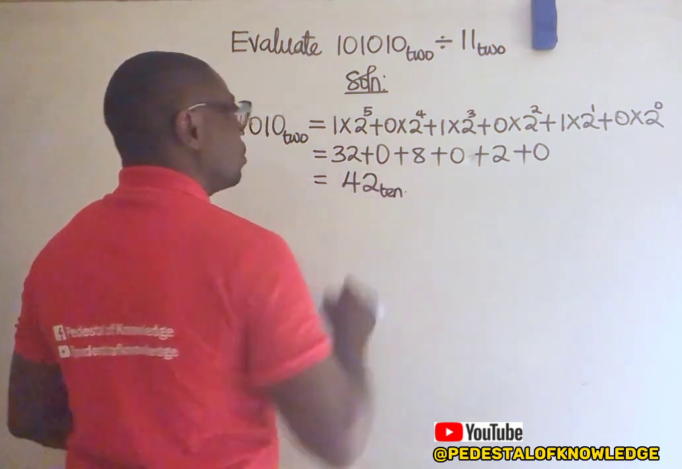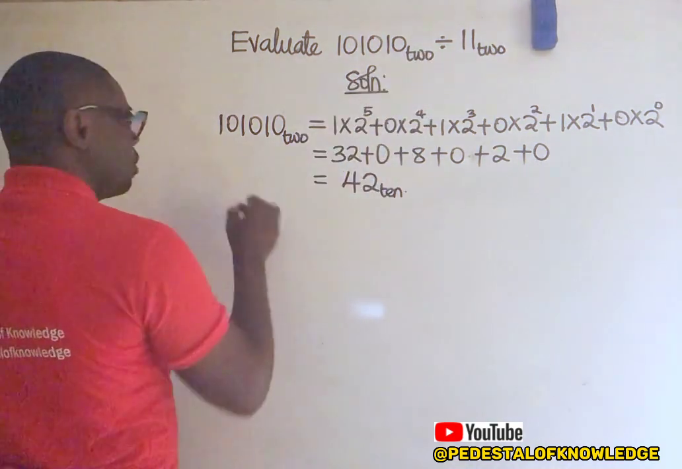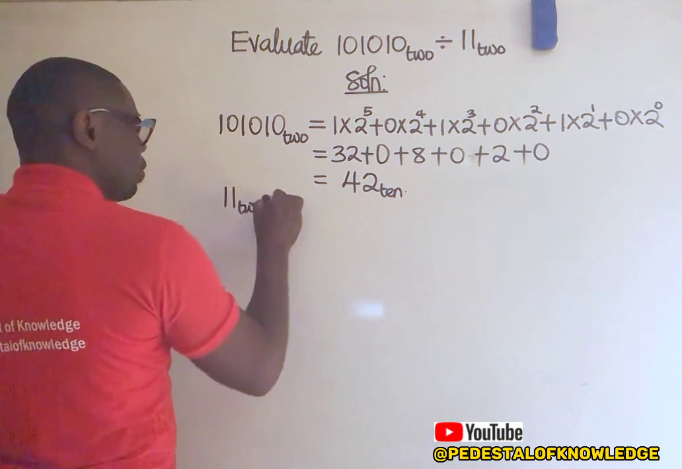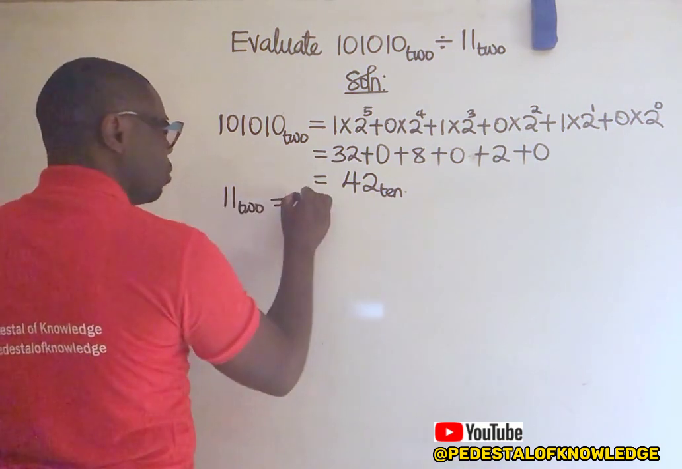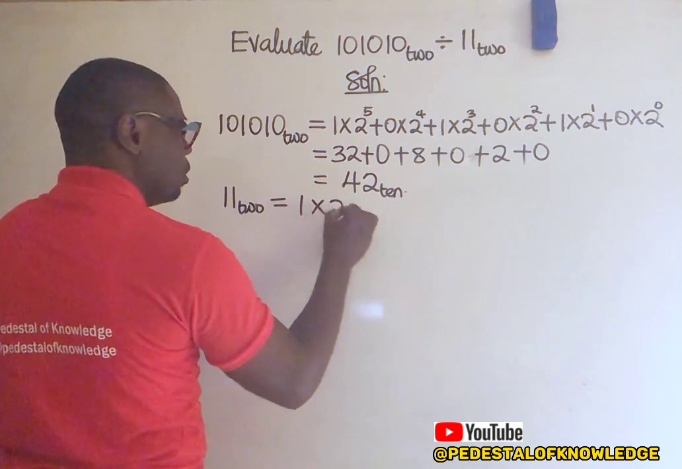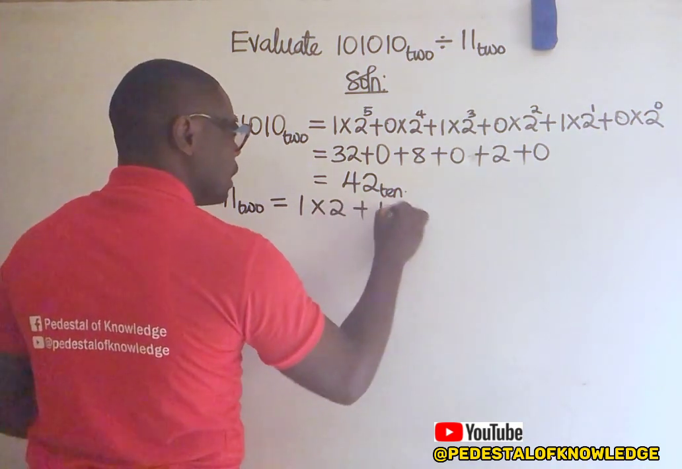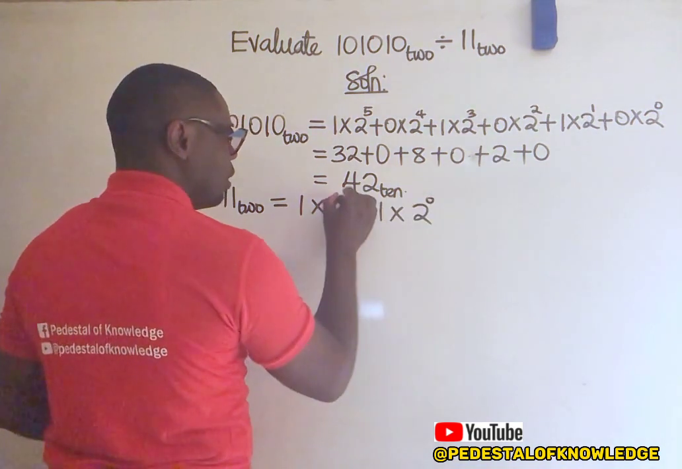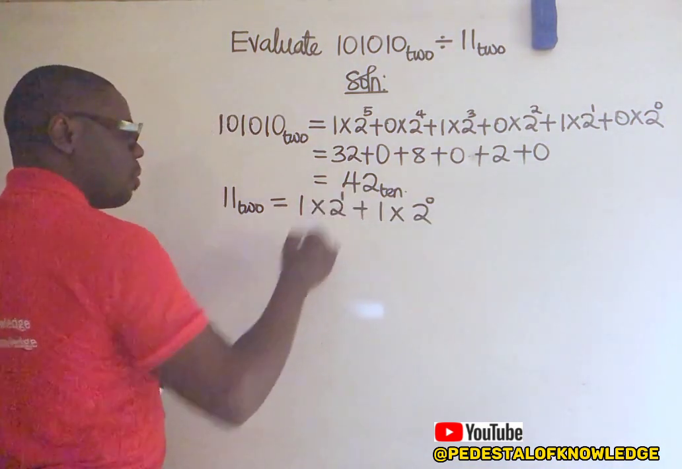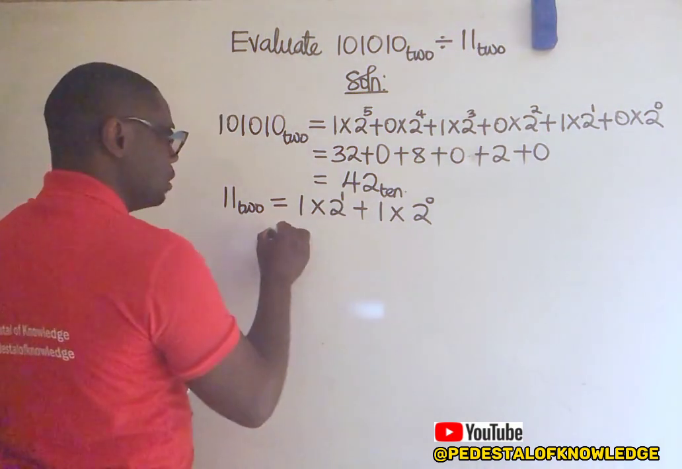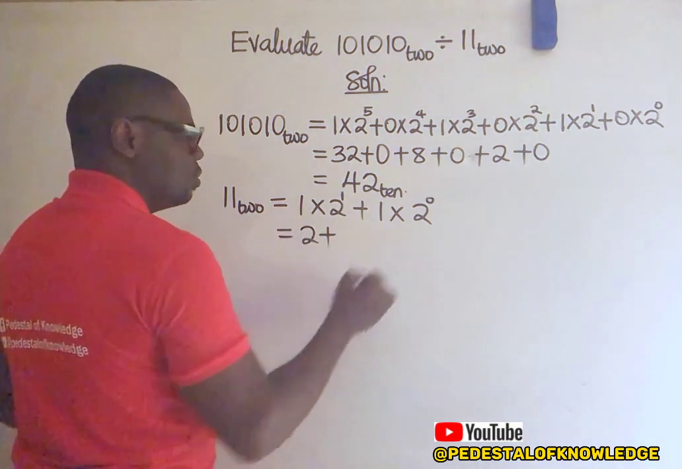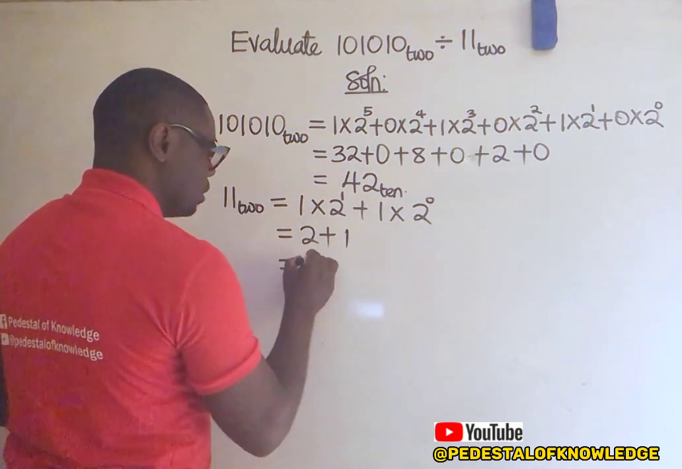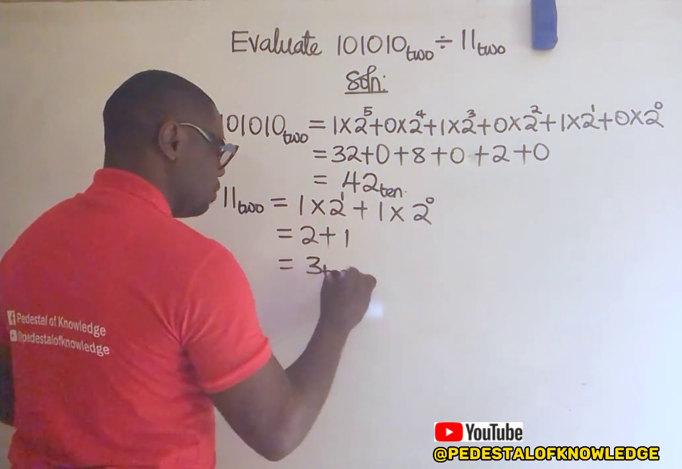base 10. Now we pick the next number, which is 11 base 2. To convert to base 10, this is equal to 1 times 2 plus 1 times 2. Now we put powers to the base. We have 0, 1. 2 raised to power 1 is equal to 2. 2 times 1 is 2. Plus 2 raised to power 0 is 1. 1 times 1 is 1. So this will give us 3 in base 10.